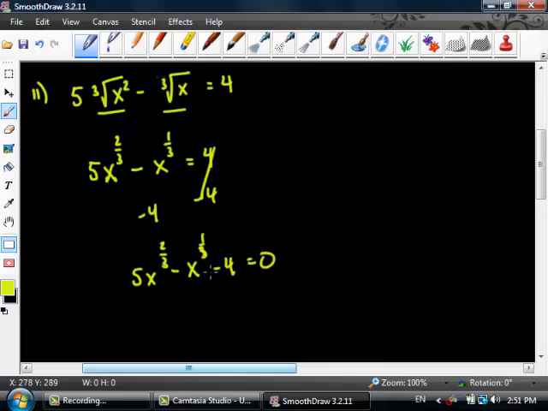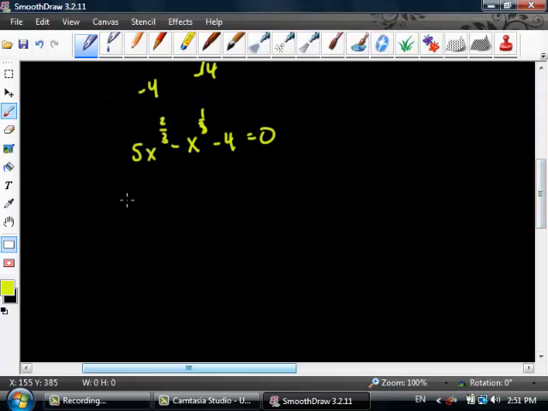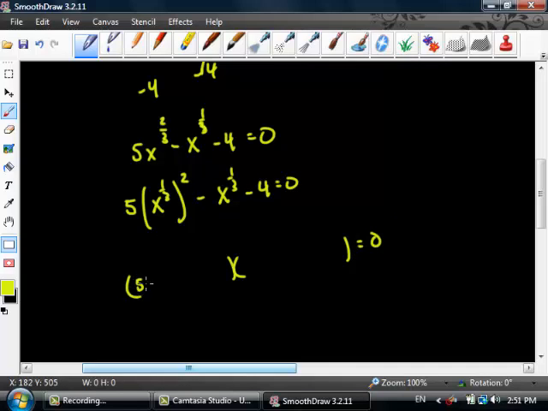Now, can we factor this? Of course we can, because 1/3 is half of 2/3. So what we do is we write this in quadratic form. So it's 5 times x to the 1/3 squared minus x to the 1/3 minus 4 equals 0. And now, inside, I get 5x to the 1/3 and x to the 1/3. All I need are two numbers that multiply to 4 and add to 1. I'm going to say it's a 4 here and a 1 here. Let's just check. I got a 5, I got a 4. That can get me negative 1 as long as 5 was negative.